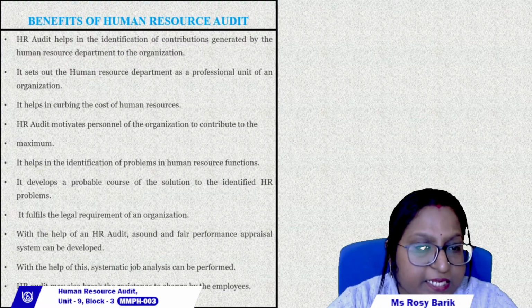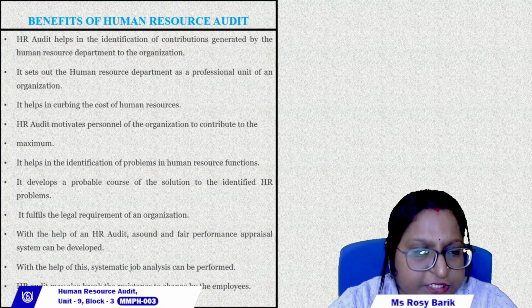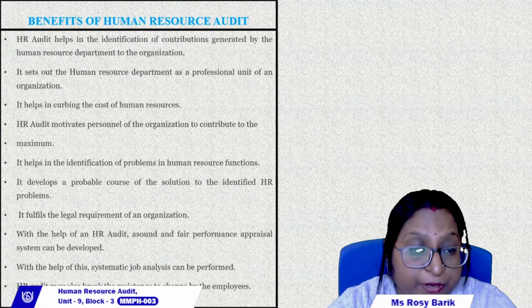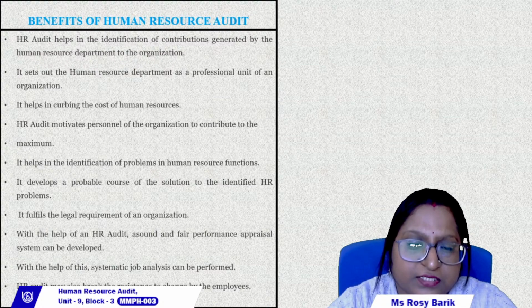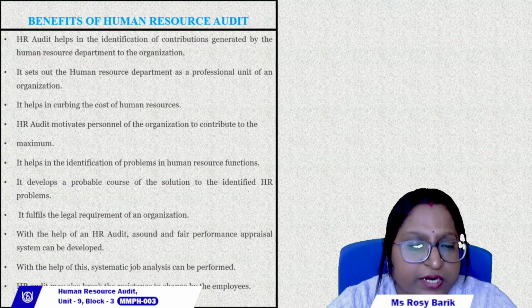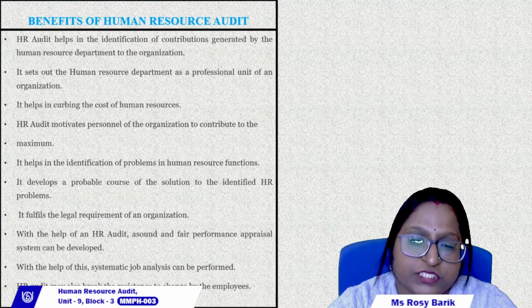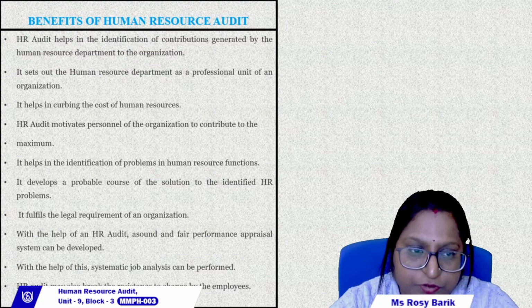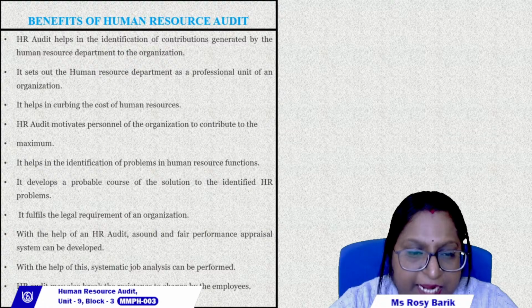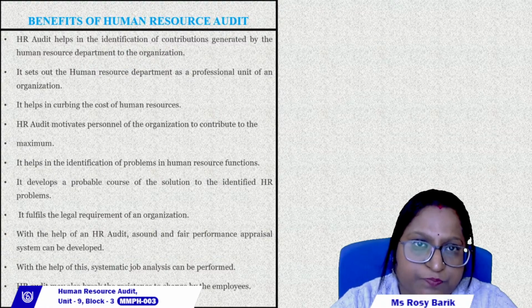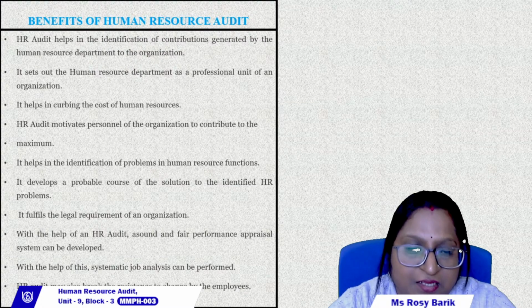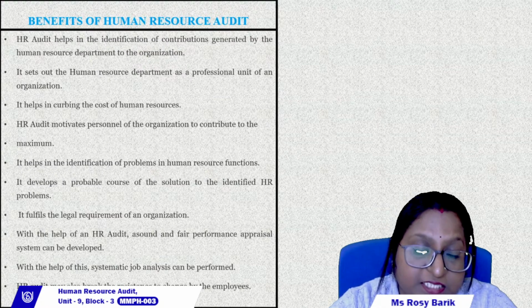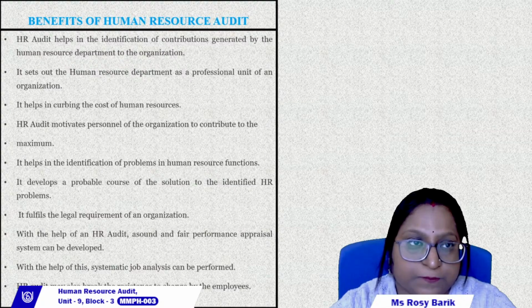It fulfills the legal requirement of an organization. With the help of HR audit, a sound and fair performance appraisal system can be developed. With the help of this, systematic job analysis can be performed. HR audit may also break the resistance to change by the employees. Because people who are working in the organization definitely resist the change, it is able to break the resistance to change by the employees.